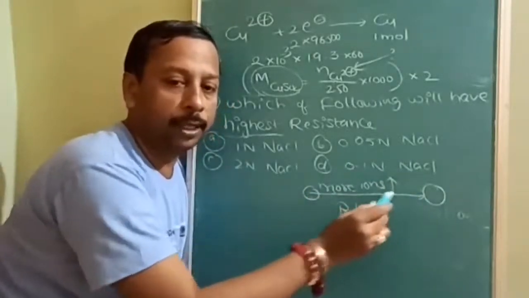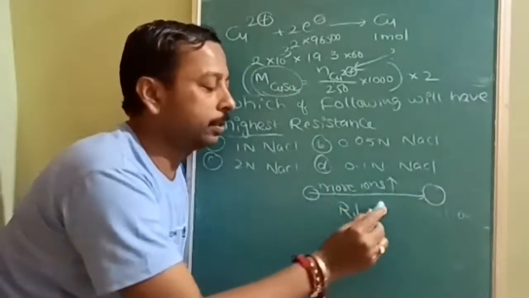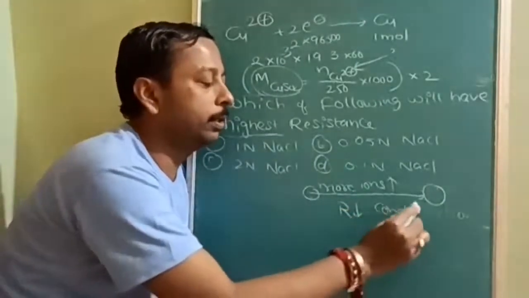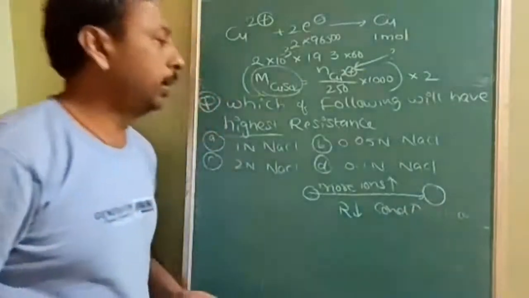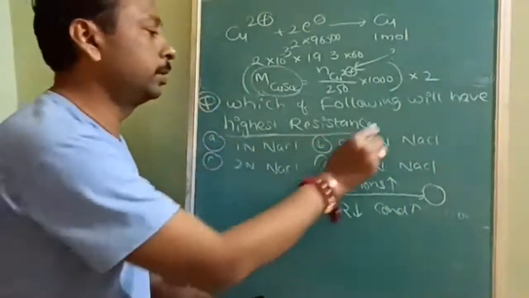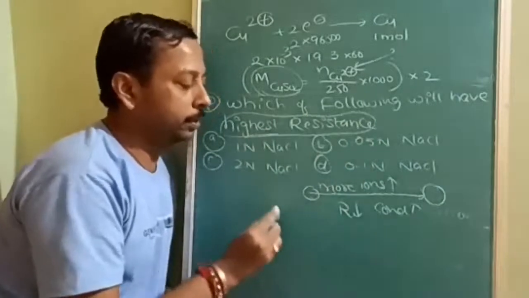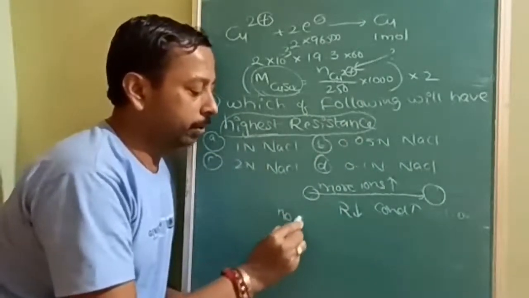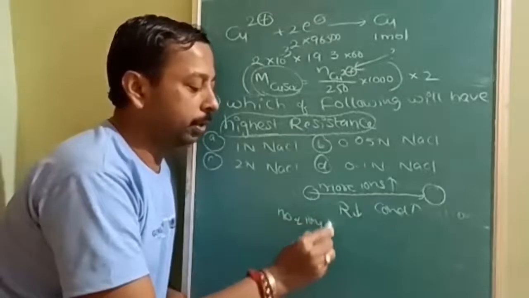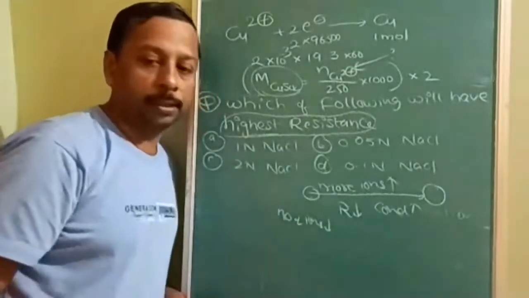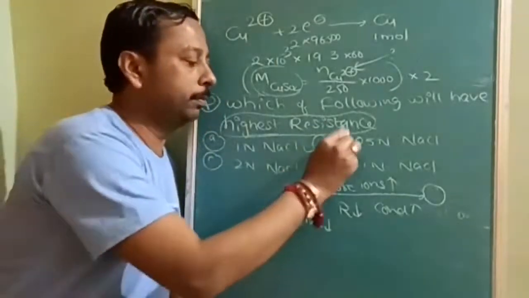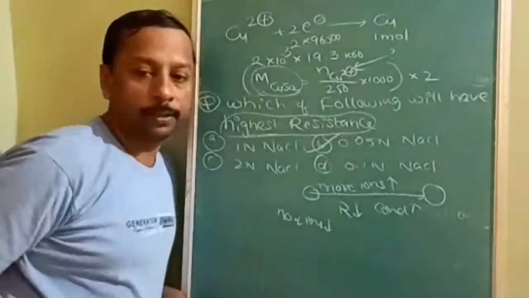So more ions, resistance will be less, conductance will be higher. Here he is asking for the highest resistance, okay? So for higher resistance, the number of ions should be less. Number of ions should be less. So what will be the answer? B will be the answer. Is it understood?